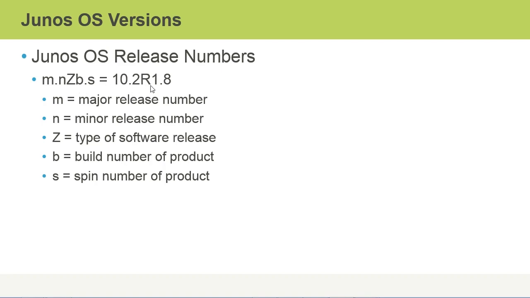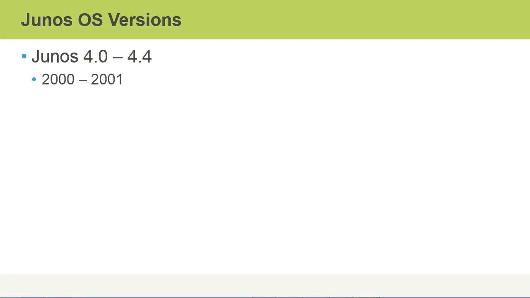And then after that, we have the lowercase b. That's our build number, which is the 1. And then after that, we do have our spin number, so it's 1.8. So there are many different values that go into that release number to indicate the version of the product itself. Many different versions of the Junos OS have come out over time. So just to give you an idea of the versions and the timeline here.